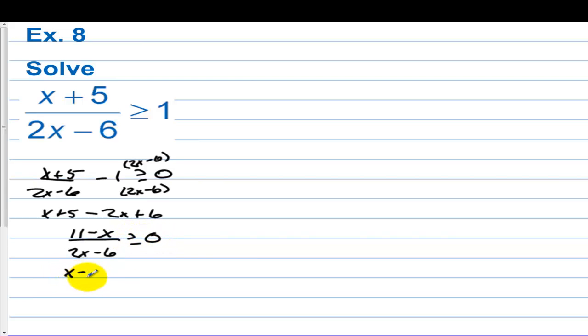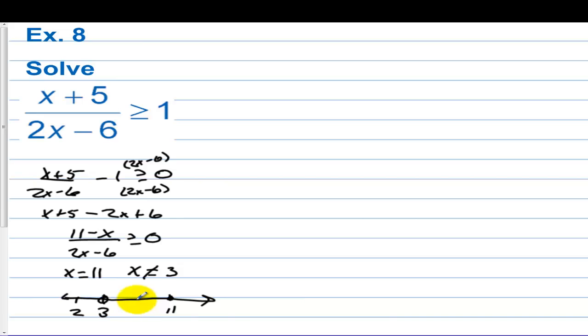So one of the zeros is 11, and we can include that in the answer because we have this equal to part. But you can never equal a denominator. So what makes a denominator 0? Well, we add 6, divide by 2. That's going to be 3, but we can't equal that. So when we get our number line here, we have 3, and we cannot include that. And then over here at 11, absolutely we can include it.